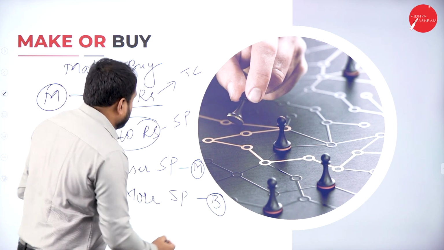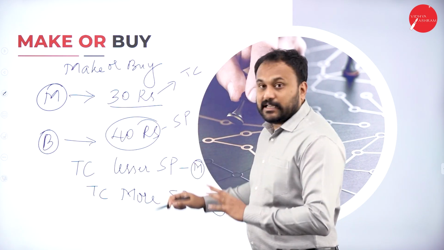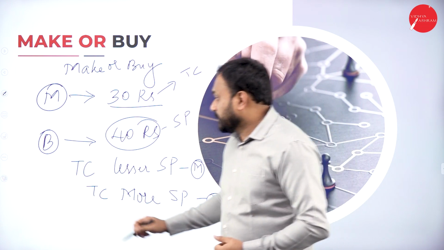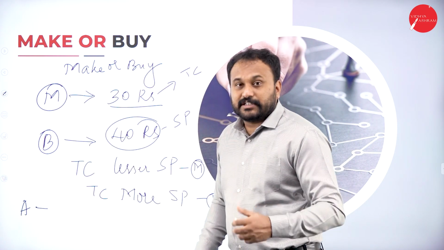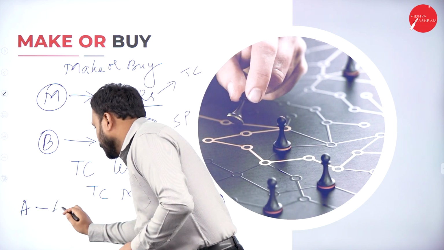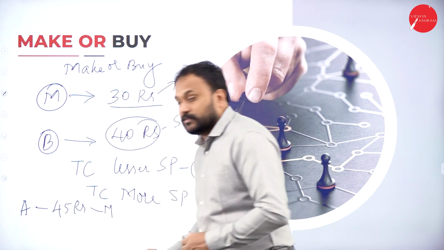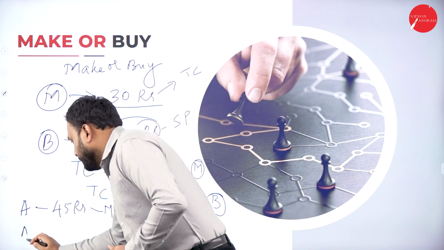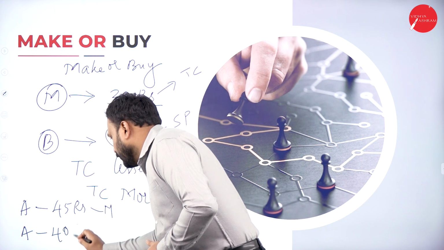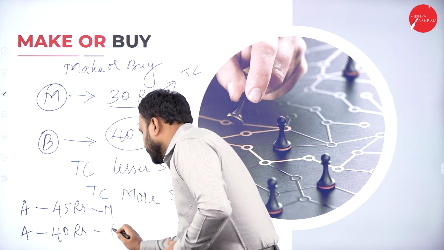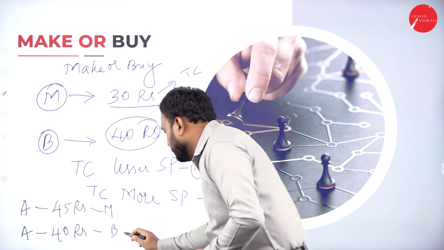Now let's go with this kind of an example. Here in this I'll make the product. Next, to manufacture product A, it is 45 rupees if I manufacture. The same A is available in the market for 40 rupees. Now, will you make the product or buy the product? Definitely, you will buy the product.